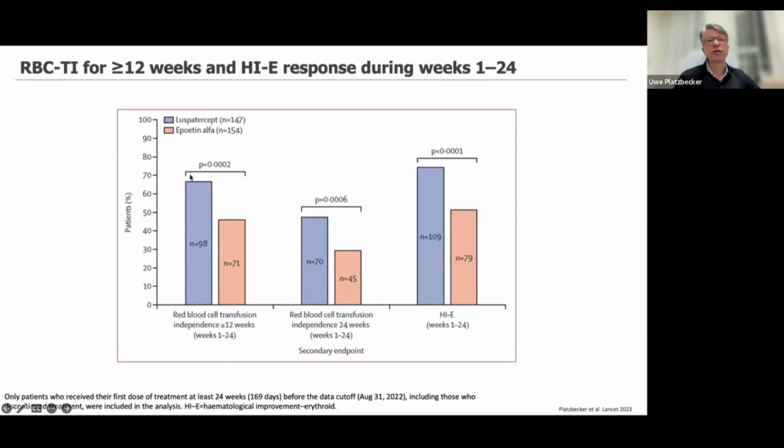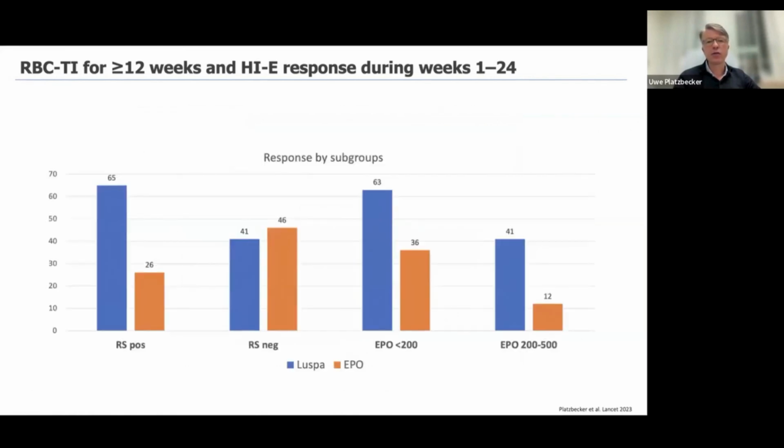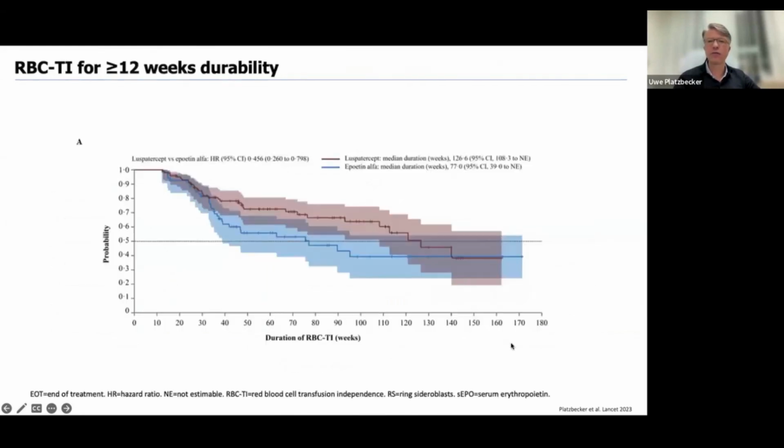There was a significant difference for luspatercept compared to EPO alpha. So significantly more patients achieved transfusion independence. Also here for 24 weeks, and this is according to the HI-E. So the study met its primary endpoint and was positive. This significant difference was very much achieved, especially in the ring sideroblast patients, whereas in the ring sideroblast negative patients, response rates were comparable. Also, response rates were significantly different in patients according to the EPO level, less than 200 and 200 to 500.